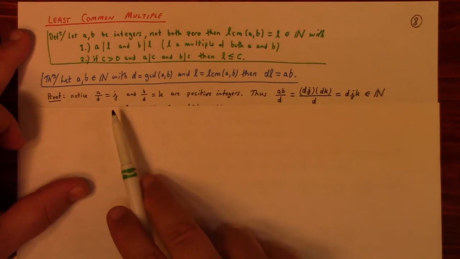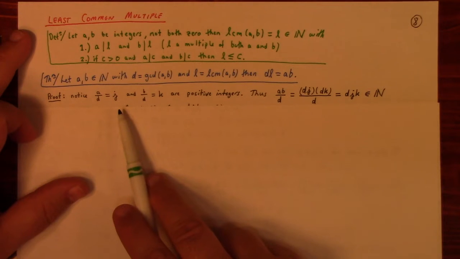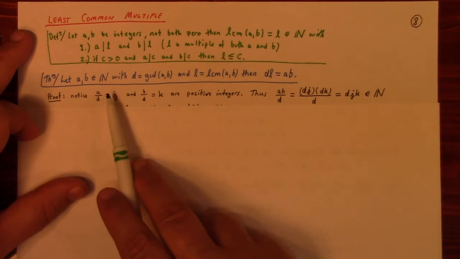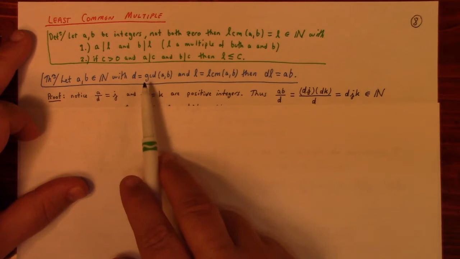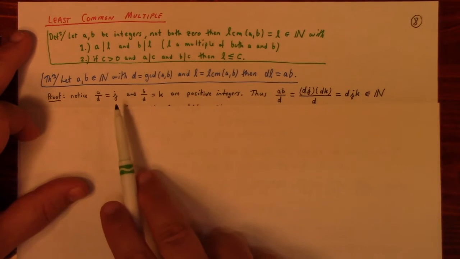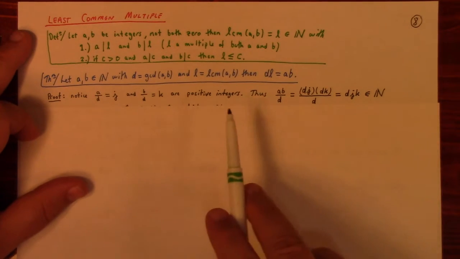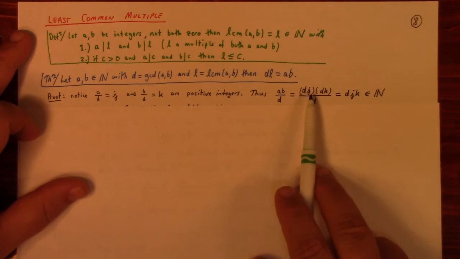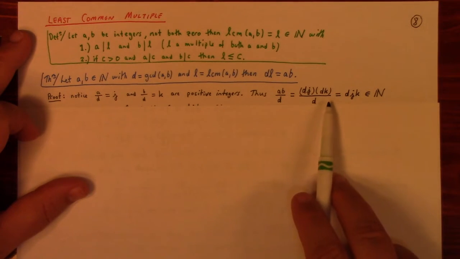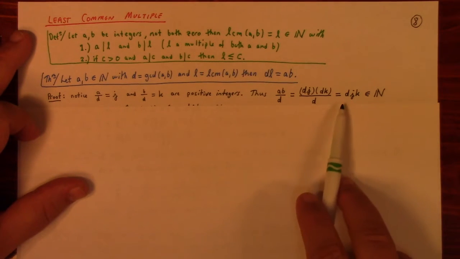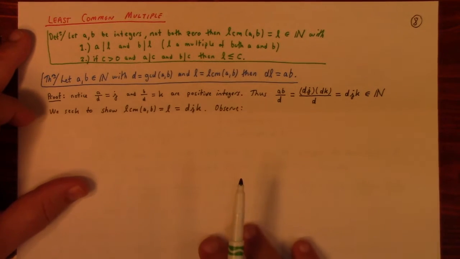So we're going to let d be the GCD of a and b. And notice that since d divides a and d divides b, that means that a over d and b over d are both positive integers. So then we can look at ab over d, and so that gives us dj times dk over d, but then the d's cancel and we get djk. And what we're going to argue is that djk is actually L.